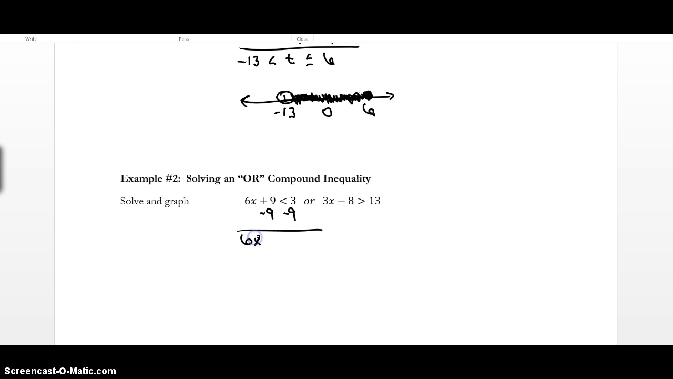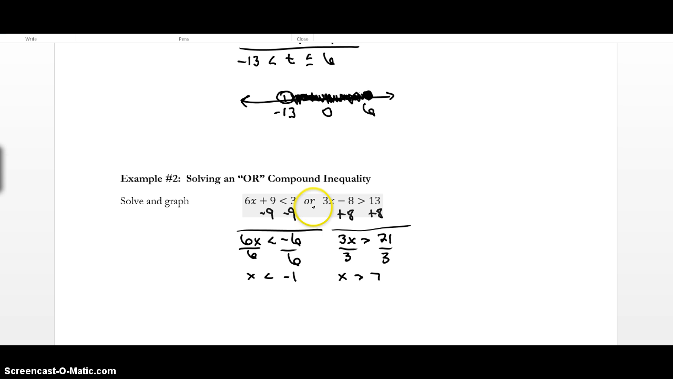So 6x is less than 3 minus 9 is negative 6. If you have trouble with some of these negatives, go ahead and use your calculator. We're going to divide by 6. And so x is less than negative 1. Alright, that part is solved. So now let's solve this other part. We're going to add 8. Add 8. So 3x is greater than 21. And then divide by 3. So x is going to be greater than 7.